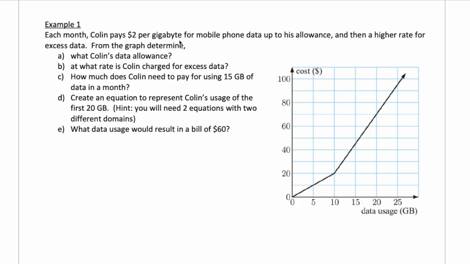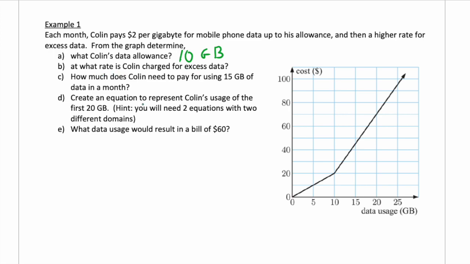And this is about a mobile data plan where Colin gets 2 gigabytes. He pays $2 per gigabyte, so that's the slope of this first line here. What's Colin's data allowance? Once he gets up to 10 gigabytes according to the graph, that's where it switches and he starts paying a higher rate because there's a higher slope here. So his data allowance is 10 gigabytes.